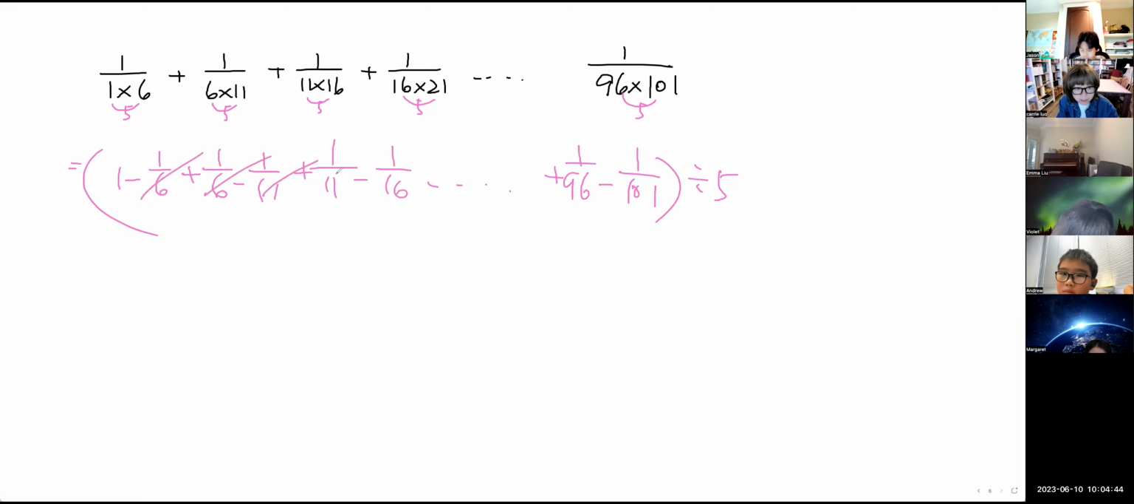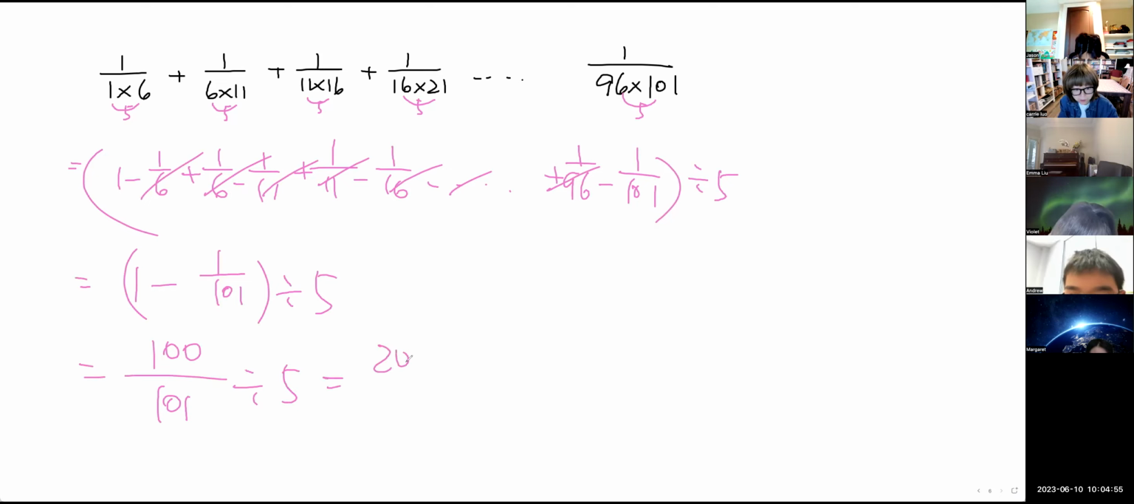Okay, so you cross it out, it equals 1 minus 1 over 101 divided by 5 equals 100 over 101 divided by 5 equals 20 over 101. So that is the answer.